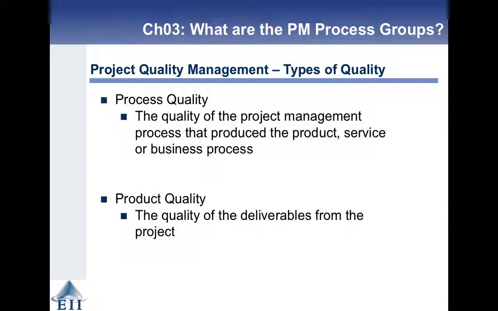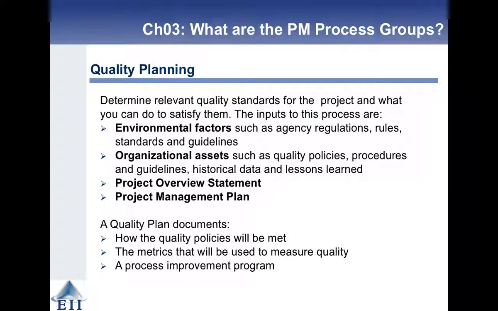So process quality is the quality of the project management process that produces the product or service. So this is the process quality. That's how we do what we do. It's not the thing we're outputting. Product quality is the thing we're outputting, the deliverables of the project. And we probably need to be concerned with both aspects of quality.